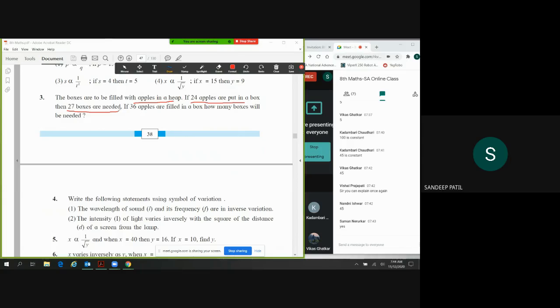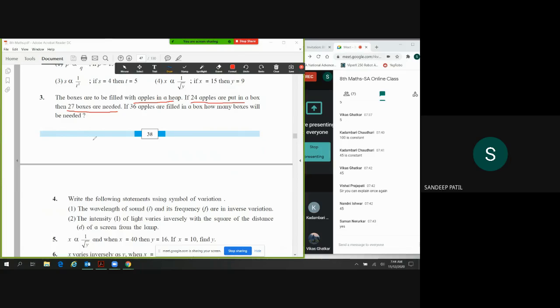If you are the distributor for Apple, suppose, then you have to manage the Apple boxes. How will you carry out this? So this is another example where we can use inverse variation for project management. So let's see how to use such things. If 24 apples are put in a box, then 27 boxes are needed. Okay, and if 36 apples are filled in a box, how many boxes will be needed?